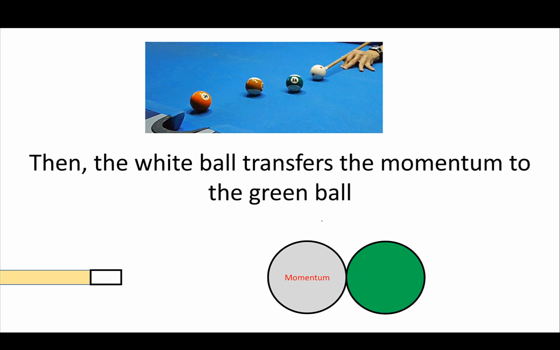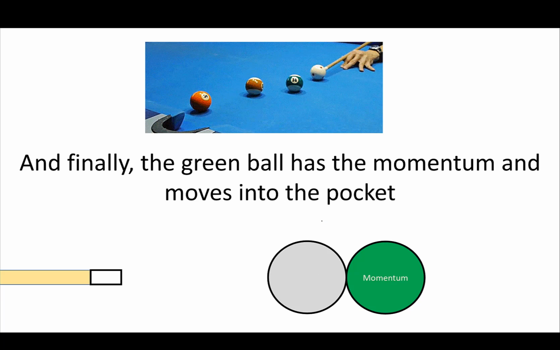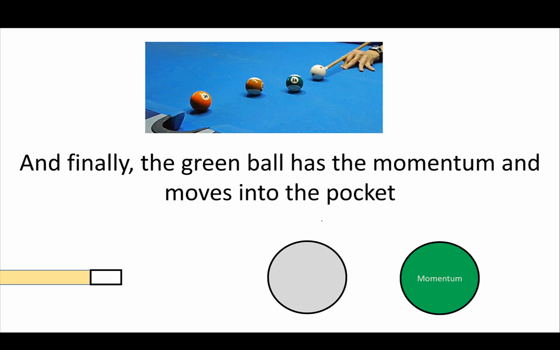And then the white ball transfers the momentum to the green ball in a second collision. You hear a click, the white ball stops moving, and the green ball starts moving, so the momentum transfers over. Finally, the green ball has the momentum and it moves into the pocket, so it moves over to the edge of the table.